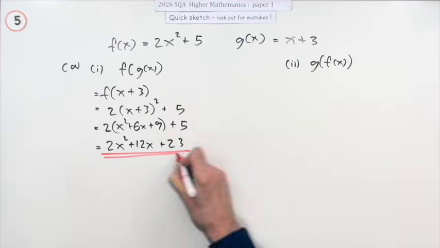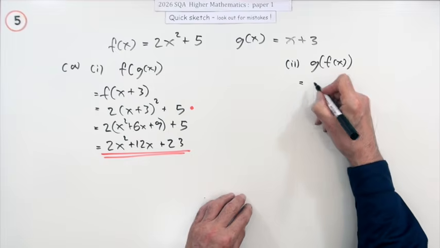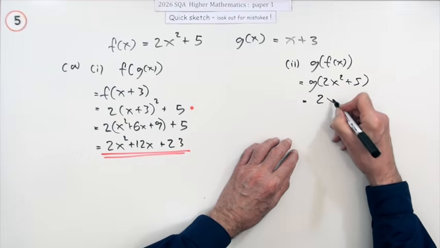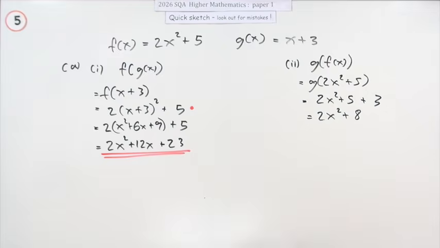Now, you probably didn't need to go as far as that. They probably got the mark when you just left it, because it just said add an expression. g of f of x, pop f inside. What is it? Oh, it just adds on 3, doesn't it? So not a lot to that then, is there? 2x squared plus 8. Easy marks there.